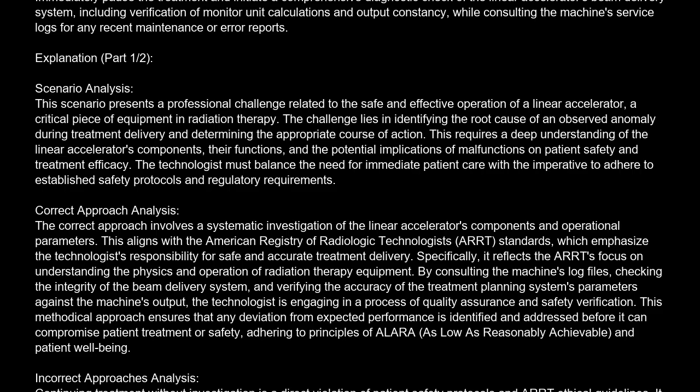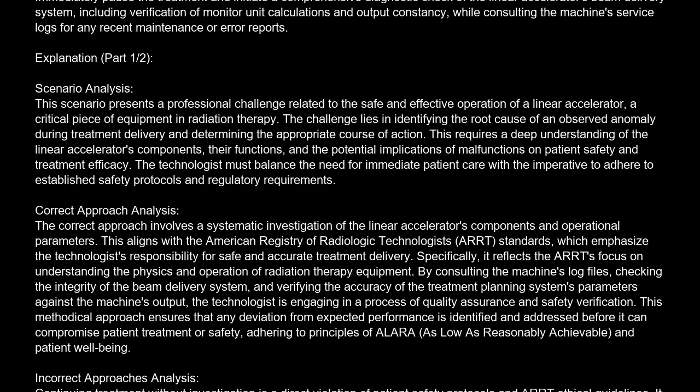The correct approach involves a systematic investigation of the linear accelerator's components and operational parameters. This aligns with the American Registry of Radiologic Technologists (AT) standards, which emphasize the technologist's responsibility for safe and accurate treatment delivery. Specifically, it reflects the AT focus on understanding the physics and operation of radiation therapy equipment.